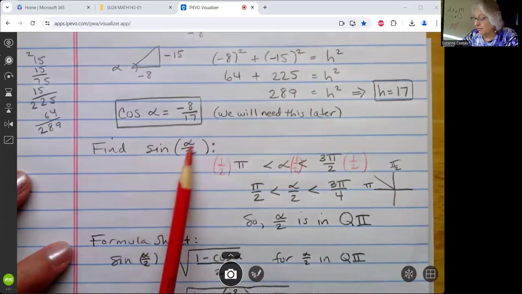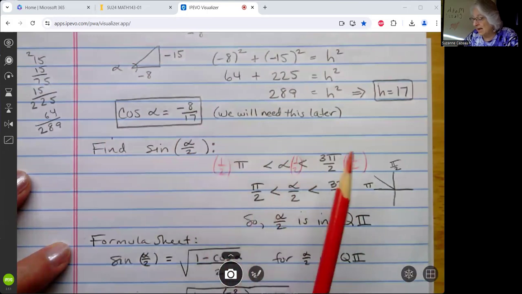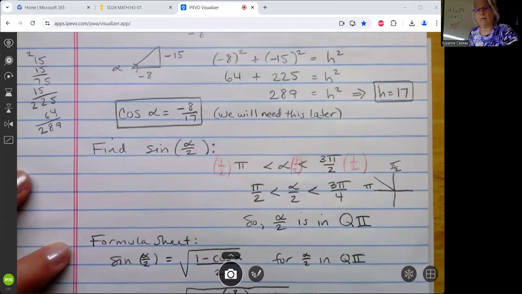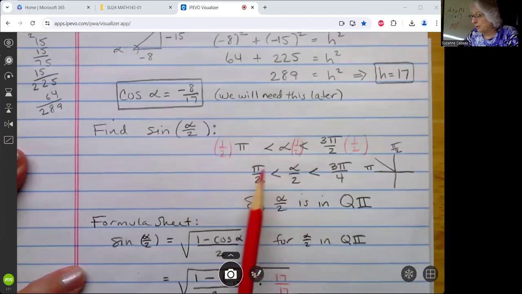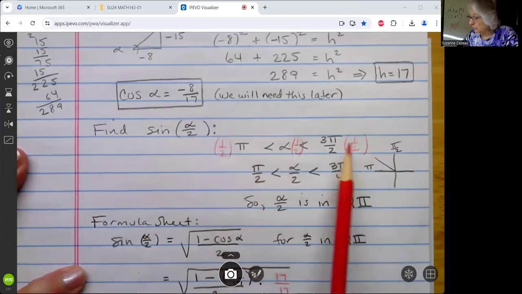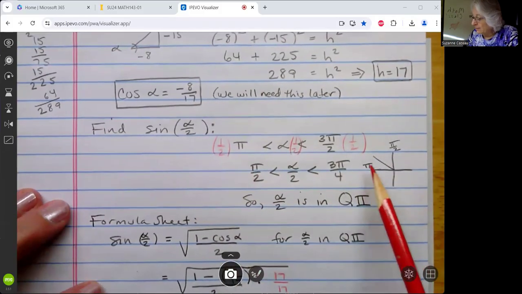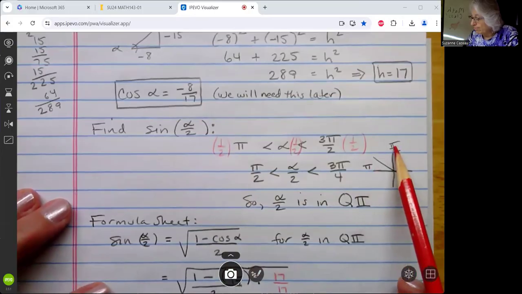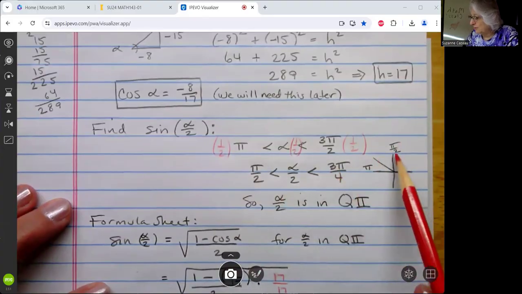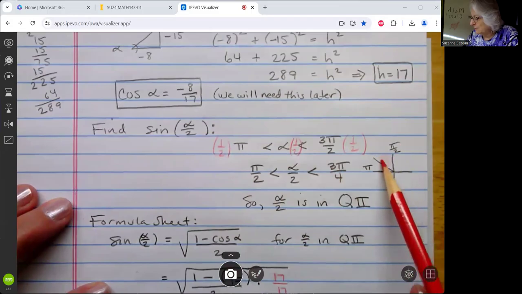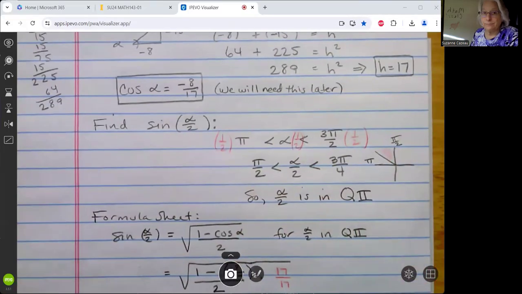Now they want us to find sine of alpha over 2. So I'm going to take that inequality that they gave us up here and multiply everything by a half, so I know what's going on with alpha over 2. Alpha over 2 is now between pi over 2 and 3 pi over 4. Where is that? That is quadrant 2, right? It's less than pi, so it's in here somewhere. So alpha over 2 is in quadrant 2.